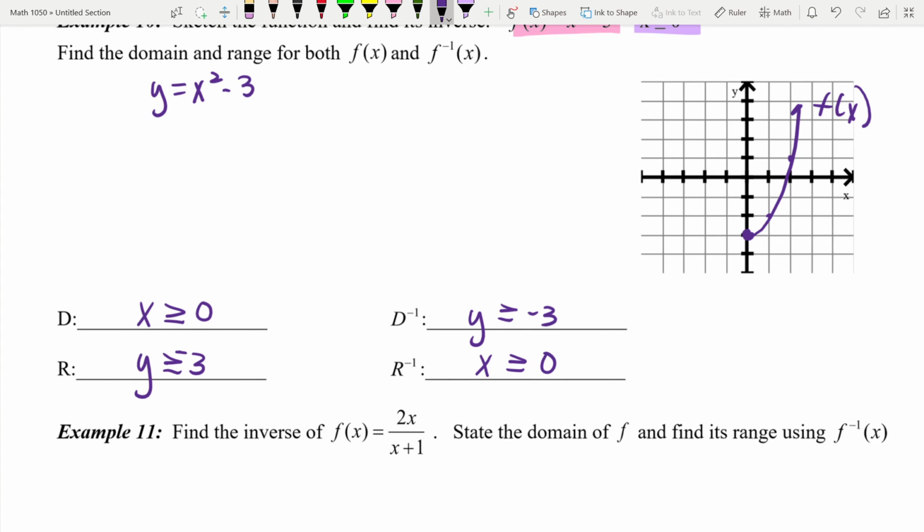And that is wrong. What's wrong with that? We switch the x's and y's, right? So you have to make the domain x is greater than or equal to negative 3, and you have to make the y, or the range, y is greater than or equal to 0. Okay? The next thing is the graph.